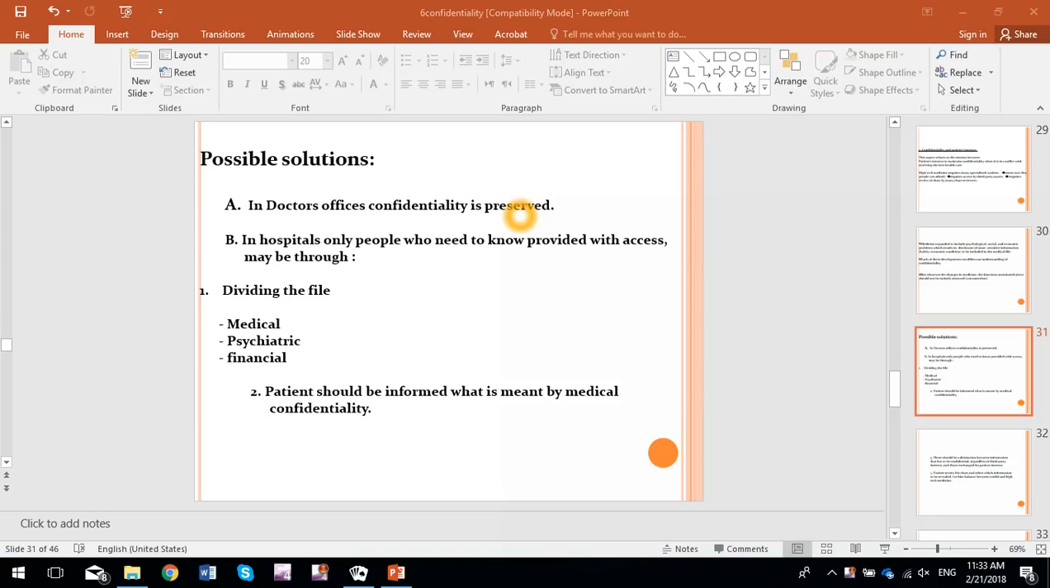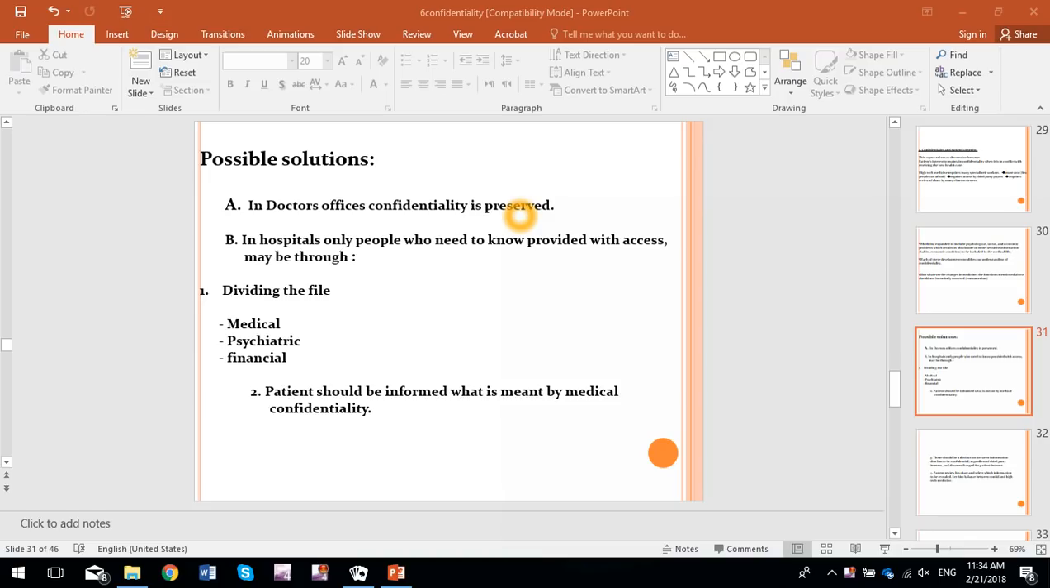In hospital, we need to make sure that just the people involved have access to the medical file of the patient. Now, what are the possible solutions for the medical file? First possible solution is to divide the file. There is a medical section, a psychiatric section, and a financial section. So the people involved in reviewing the chart may review the medical section, but are not allowed access to the psychiatric section or the financial section.